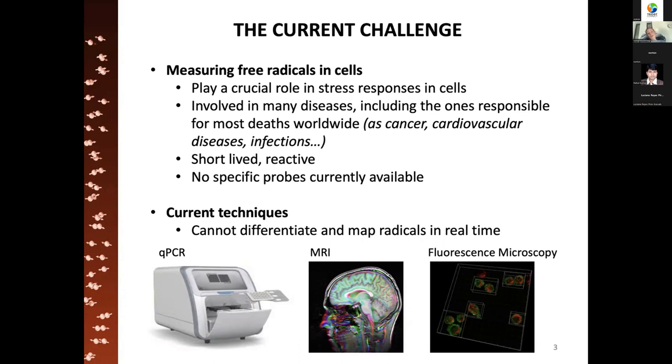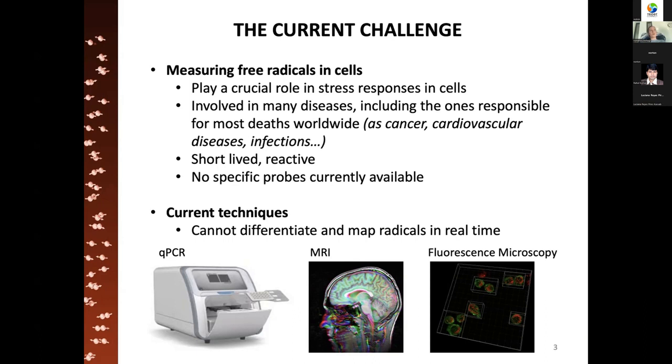While these radicals are very interesting, they are also very difficult for the state of the art because they are short-lived and very reactive, and there are currently no specific probes available for them. If, for example, you want to see a protein and where it is, you just get an antibody for that protein and then you can visualize it. But that is not so easy when it comes to free radicals because they are too small to make good antibodies. There are a few techniques that can tell you something about radicals, but none of them can really differentiate and map free radicals in real time.